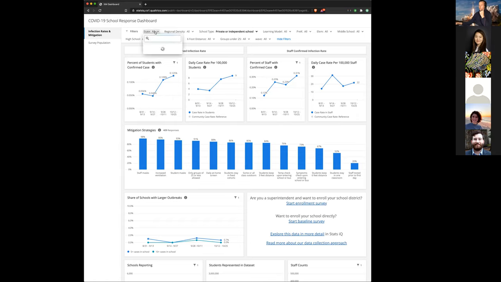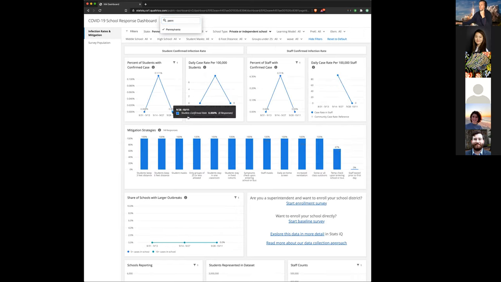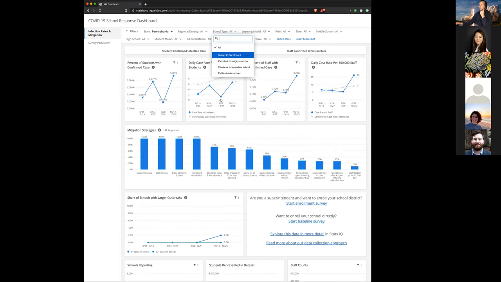You can filter them down. For example, you can see what's happening in Pennsylvania. There's going to be a much smaller data set. But for example, here you see that all the schools that participate in Pennsylvania have a very uniform mitigation strategy. You could also look, these are private schools. These are all schools.